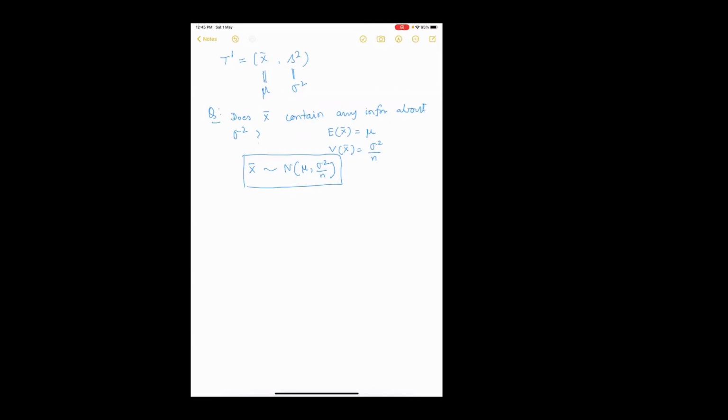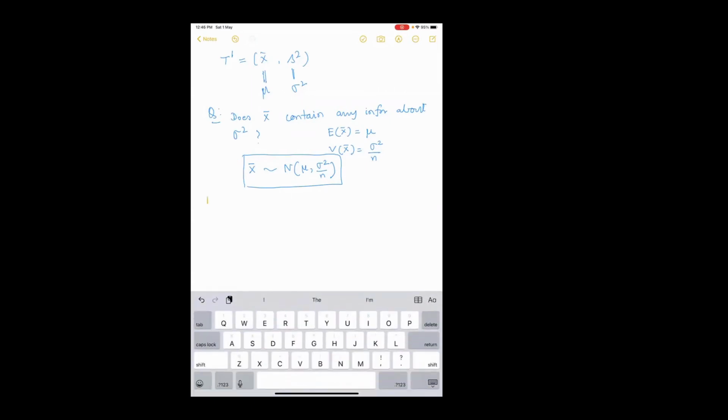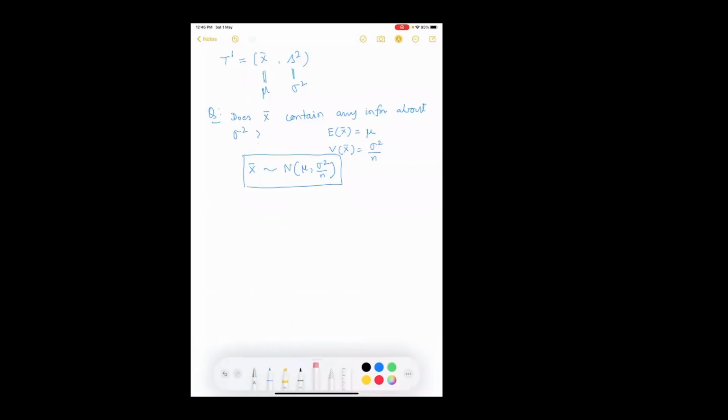So one thing we are seeing is that the distribution of X bar depends on sigma square, and so does the variance of X bar. Now my next question is, does S square contain any information about mu? We do know it does contain some information about sigma square.